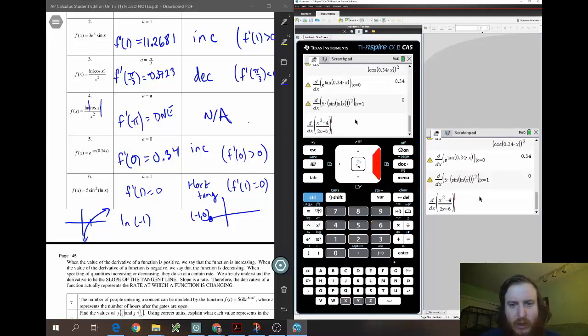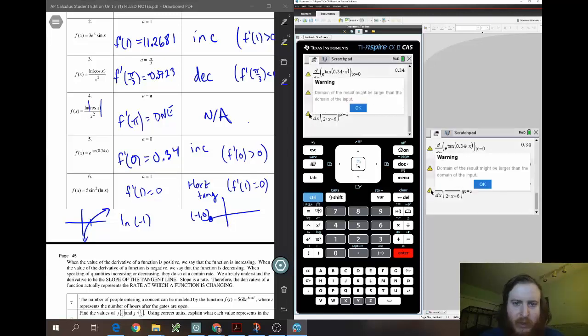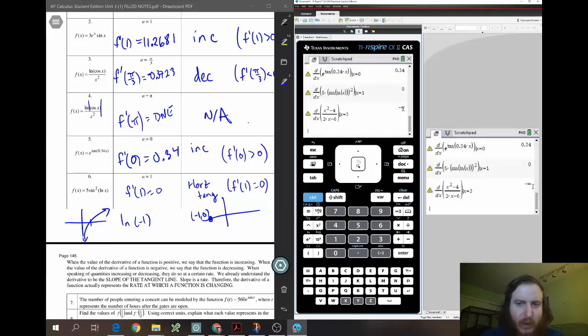And if you look at the denominator, when x equals 3, the denominator is going to go to 0. So if we did this one at x equals 3, you'll get a negative infinity. And the negative infinity, really it should be dne, but the way your calculator does it, it gives us this error and says, hey, the domain might be larger. You see that negative infinity, it's really a dne. Like the derivative is not negative infinity, it's actually just dne. And that would be a vertical tangent.